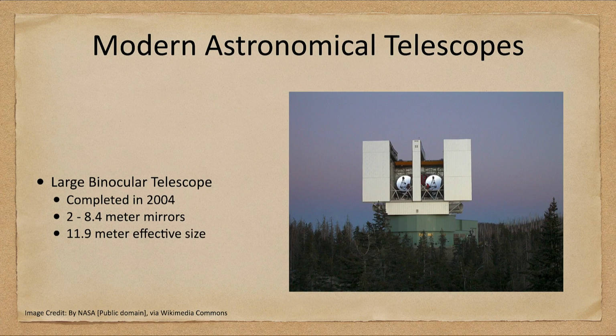Now we also have the Large Binocular Telescope. You might figure out why it gets its name. It's 2 telescopes together, looking like a pair of binoculars looking out to space. This is again similar size, with 8.4-meter mirrors. But since they're used together, it has the effective size of an 11.9, almost a 12-meter mirror. And this was completed in 2004.